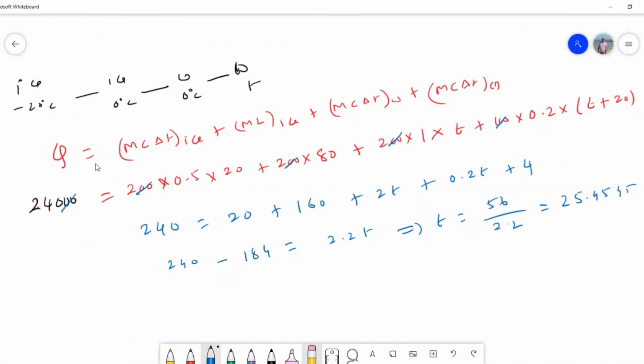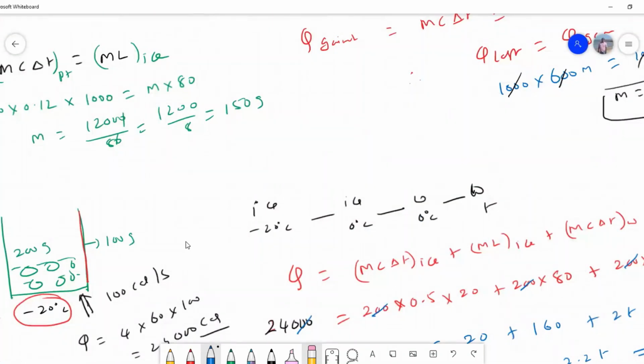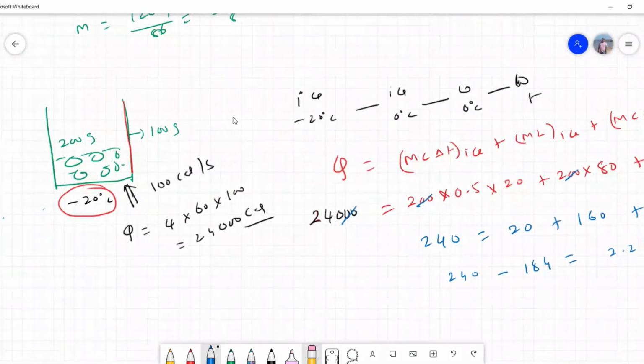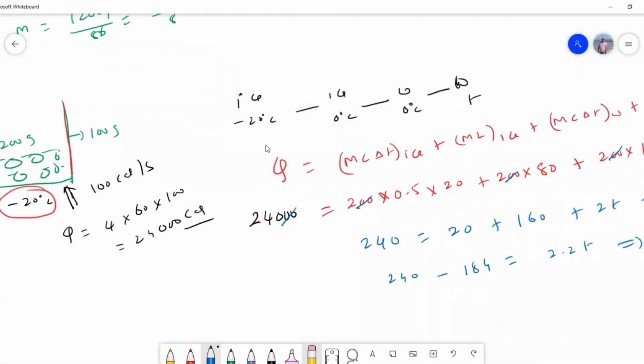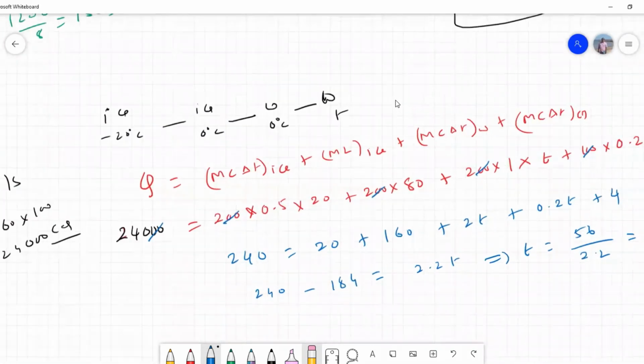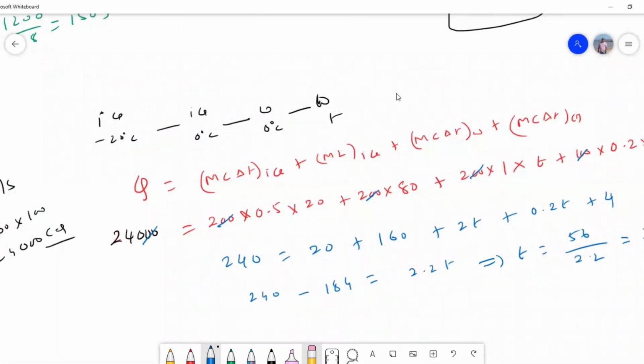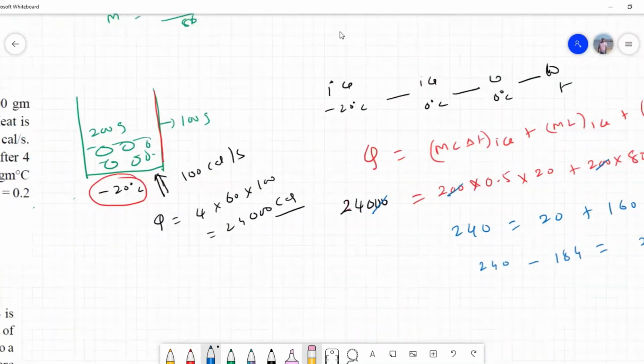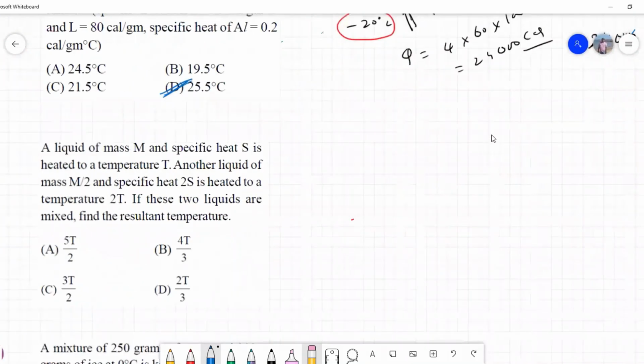So here, important problem, many students will make a mistake here. The initial temperature of this aluminum vessel is also minus 20. That is a very crucial step. So ice at minus 20 becomes ice at 0. Ice at 0 becomes water at 0. Water at 0 becomes water at T degrees centigrade. Similarly, the temperature of the calorimeter also changes from minus 20 to T degrees centigrade. So that's what I equated.